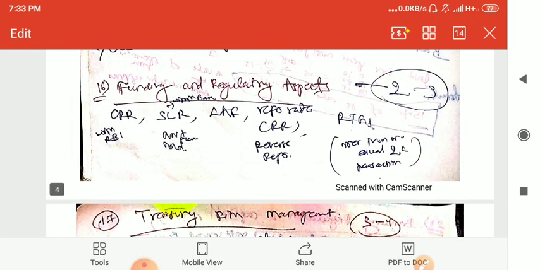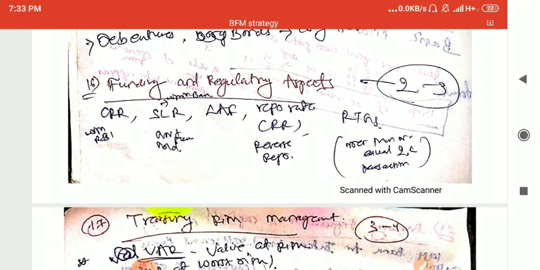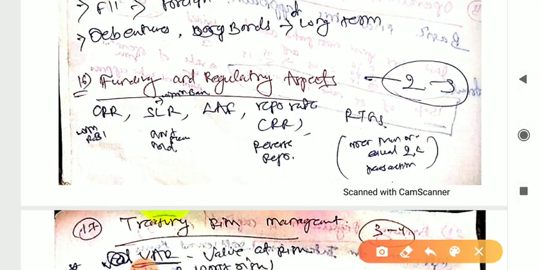So here is the next: funding and regulatory aspects, right? What are the funding and regulatory aspects? First one is CRR, that is cash reserve ratio, which is maintained with the RBI, and SLR, statutory liquidity ratio, that is government securities and gold, which is maintained within the banks, right? And LAF, then the repo rate, right?